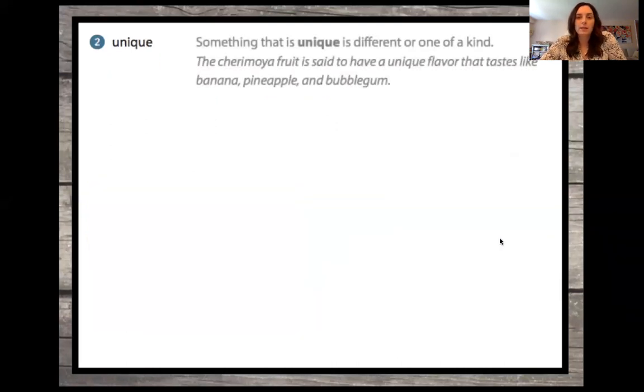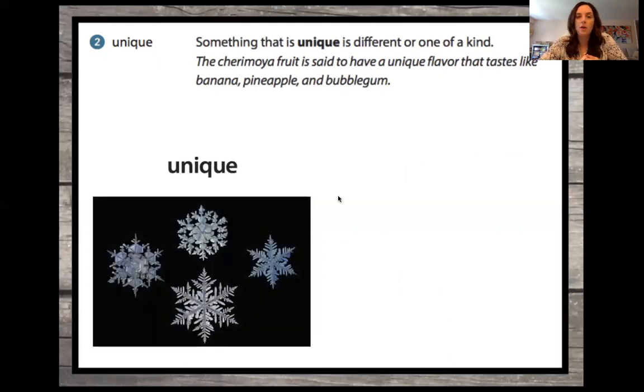The second word that we're looking at today is unique. Something that is unique is different or one of a kind. In a sentence, the cherimoya fruit is said to have a unique flavor that tastes like banana, pineapple, and bubblegum. You may have often heard snowflakes referred to as unique. That's because no two snowflakes look the same. So every single snowflake that falls is unique in that it doesn't have any other snowflakes that are exactly like it.